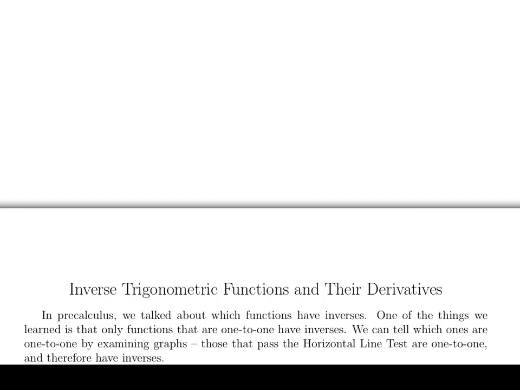So in pre-calculus, we talked about which functions have inverses. And one of the things that we learned about functions and their inverses is that only functions that are one-to-one have inverses. Now we can tell which ones are one-to-one by looking at graphs. The ones that pass the horizontal line test are one-to-one and therefore have inverses.